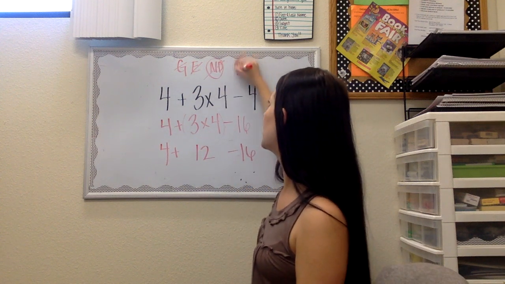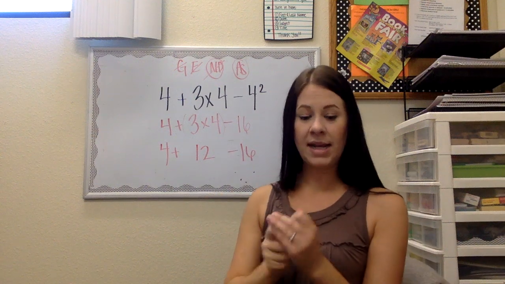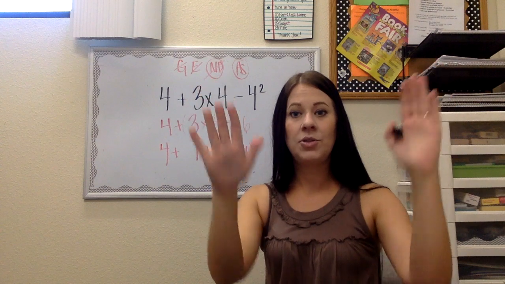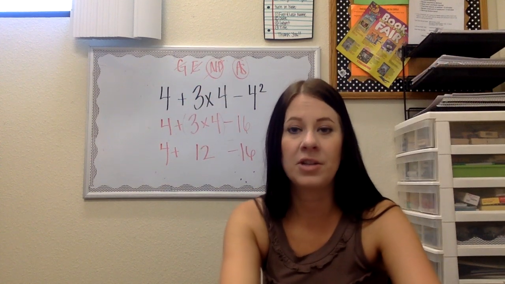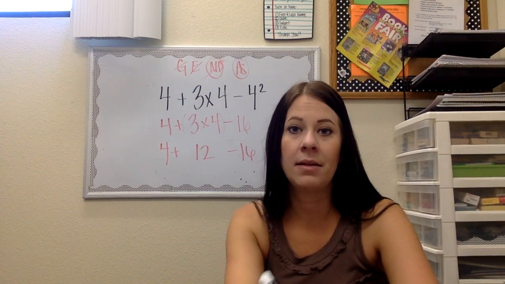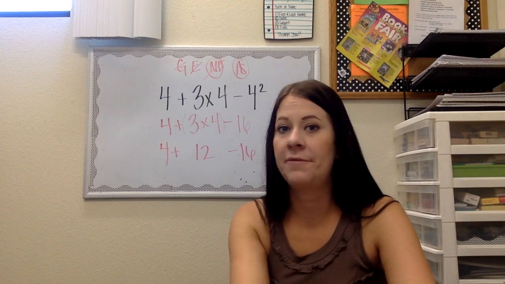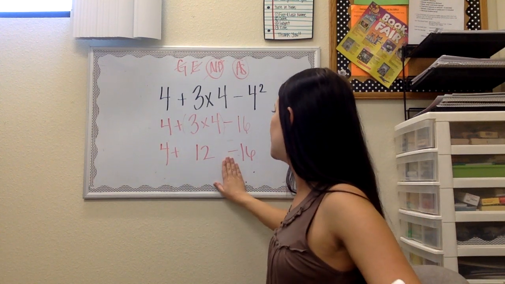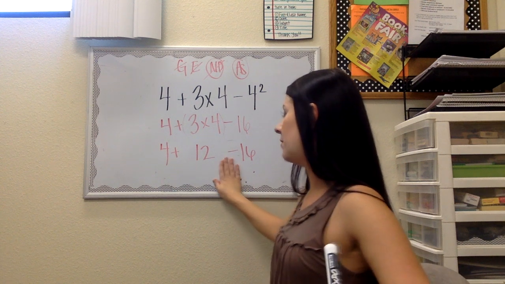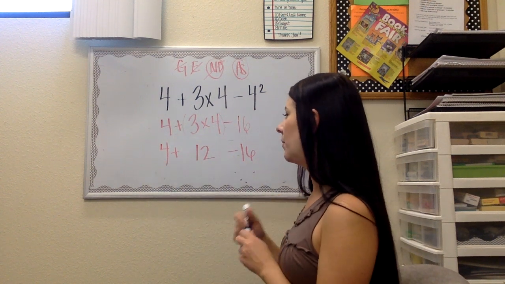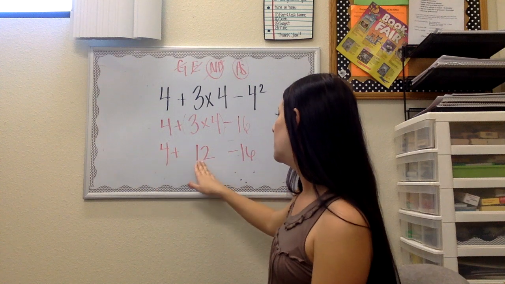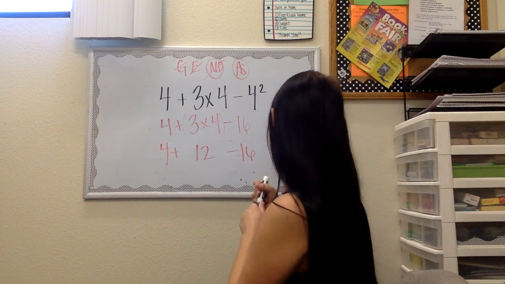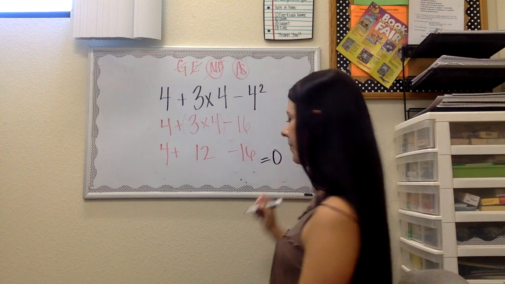So now I look for addition and subtraction. And there's addition and subtraction. I do not necessarily do the addition and then the subtraction. That is a big mistake. I have to go left to right. In this case, the addition is on the left and the negative sign is on the right, so I can go in order. So 4 plus 12 is 16 minus 16 equals 0.